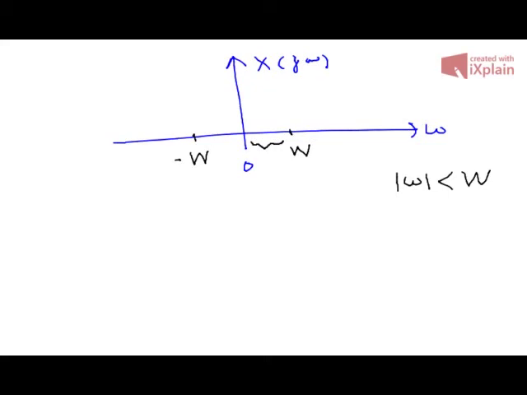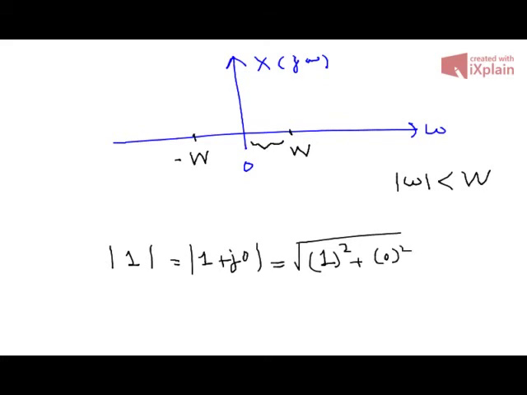And you can always find the absolute value of some number. For example, you have a number unity and you want to find its absolute value. You can write it as 1 plus j times 0, and its absolute value is the square root of the square of the real part plus the square of the imaginary part, and if you solve it, it's a positive number.